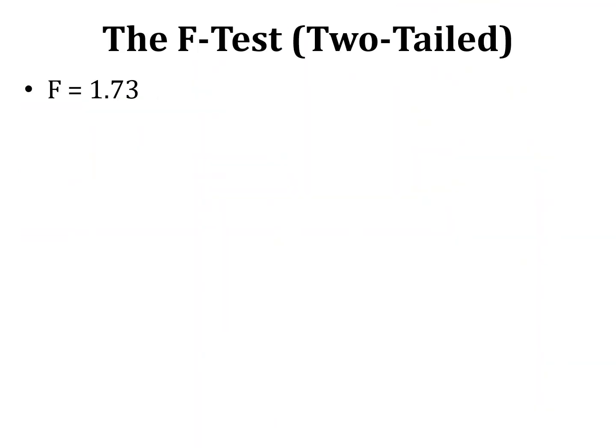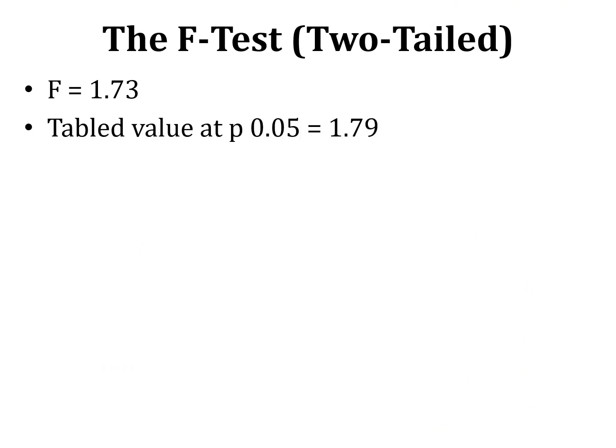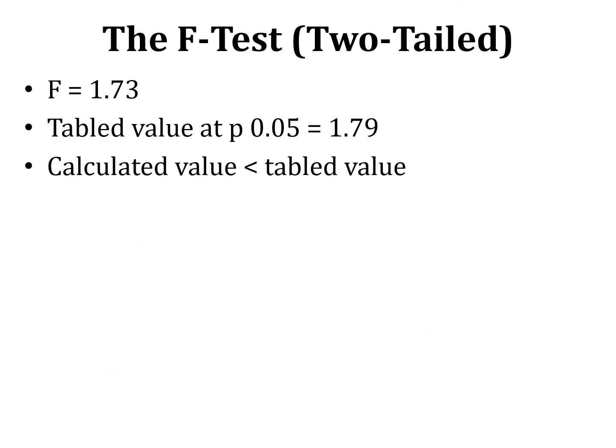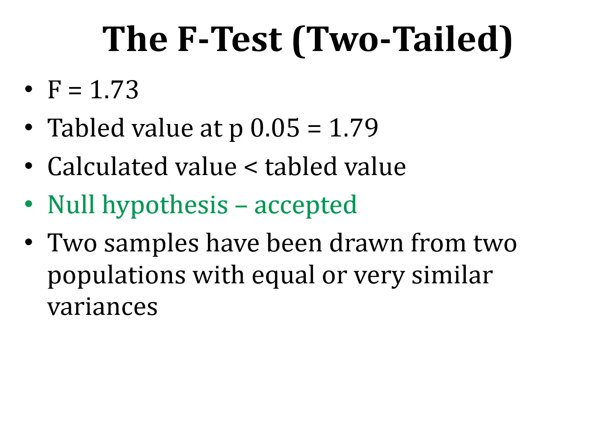So we have our calculated value, which is 1.73, and we have our table value at probability 0.05, which is 1.79. So which one is greater? Our table value is greater. So our calculated value is less than the table value, therefore we are going to accept the null hypothesis. And the null hypothesis is that 2 samples have been drawn from 2 populations with equal or very similar variances. So this is the F-test that we do.